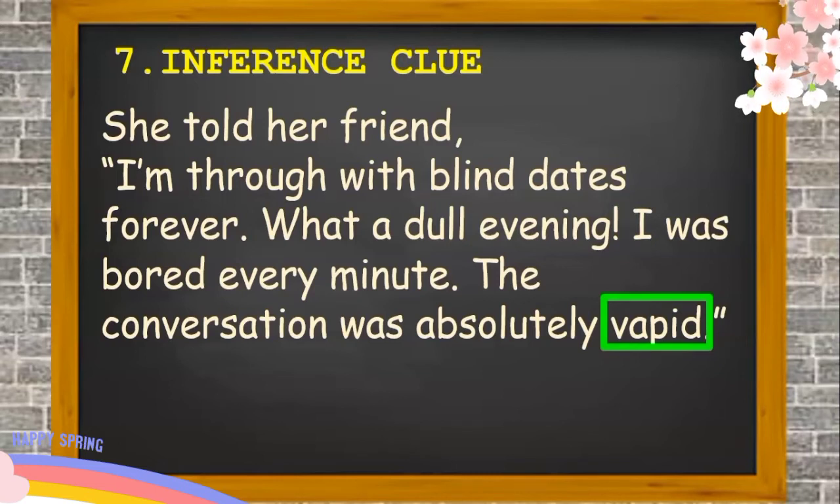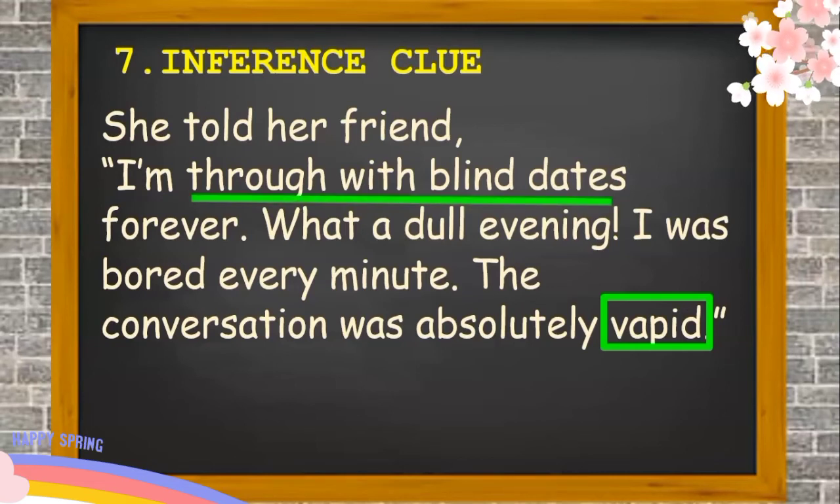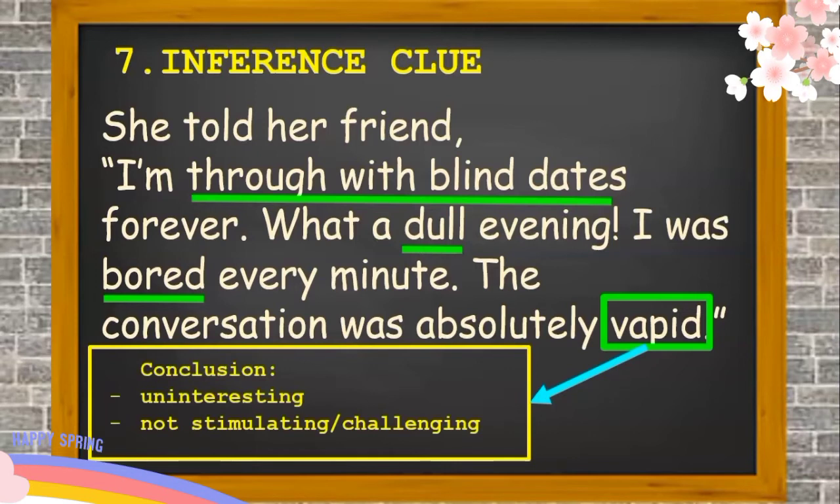Was it a happy conversation? Oh, no. No, of course not. Because she said that she's done with blind dates forever. And that the evening was dull and she was bored. So from these ideas alone, we could infer that vapid means uninteresting. That the conversation was not stimulating or it was not even challenging. Did you have the same conclusion as mine? Oh, I hope you did.